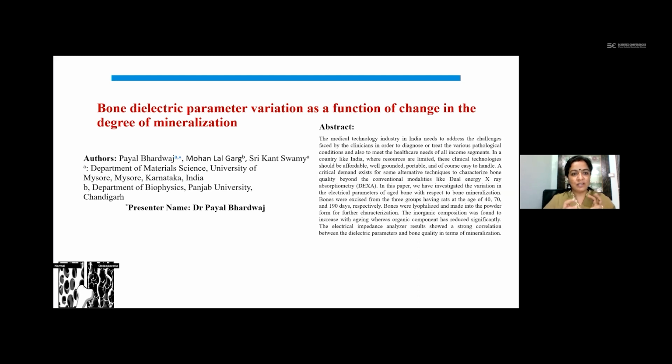I'm going to talk on the bone dielectric parameters, which will change as a result of change in mineralization or the change in any of the structural parameters in the bone. For the bone dielectric parameters, we are going to evaluate using an electrical impedance analyzer. That is a technique which currently I'm working on.